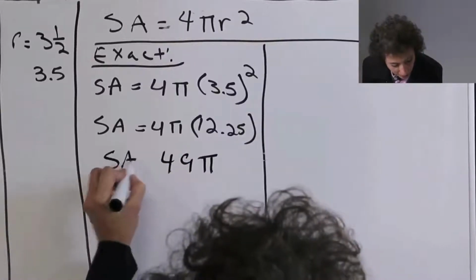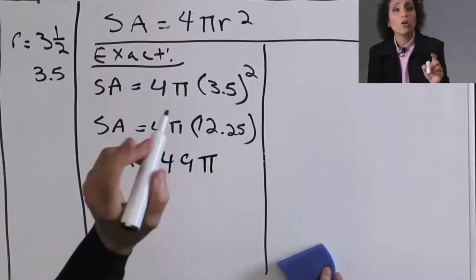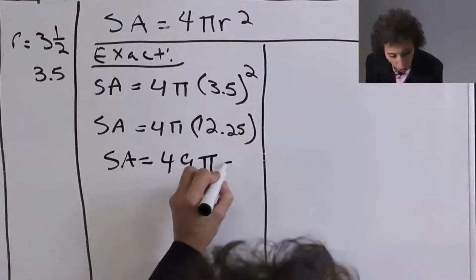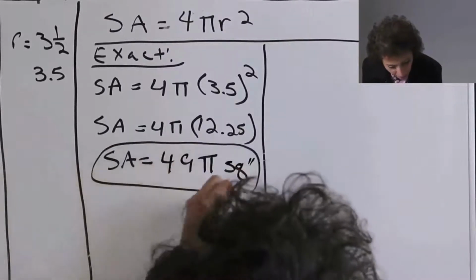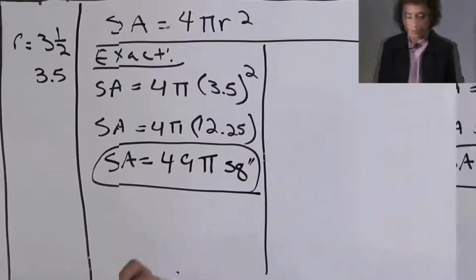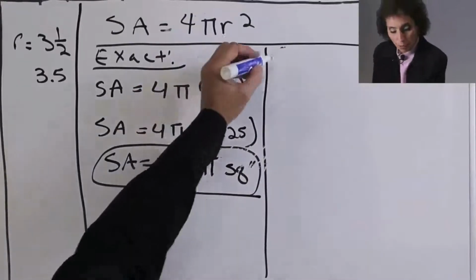That is your exact answer, but the dimensions are in inches, so it's square inches because it's surface area and area is in square units. Okay? All right, now we're going to do the approximate one.